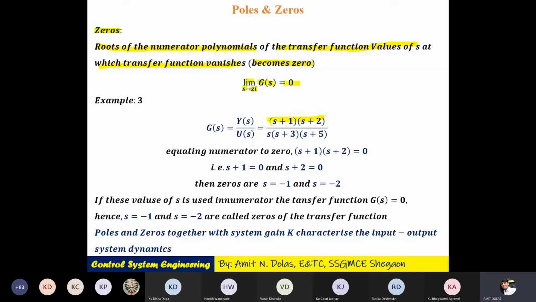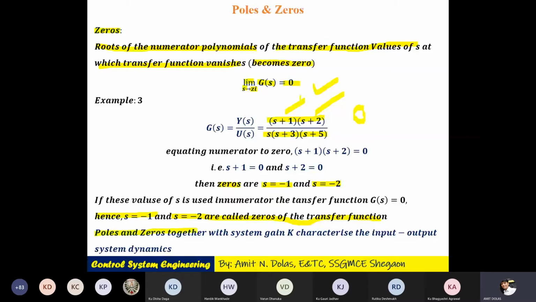Let's see, you have s plus 1, put s plus 1 is equal to 0, and put s plus 2 is equal to 0. So what are the values of the zeros? It will be -1 and -2. If I put -1 or -2, any of these values, then your numerator becomes 0, and 0 divided by any quantity in the denominator will be equal to 0. So putting these values, your transfer function vanishes, that is equal to 0. Hence, s is equal to -1 and s is equal to -2 are called zeros of the transfer function.